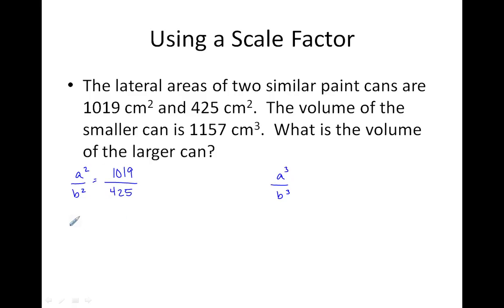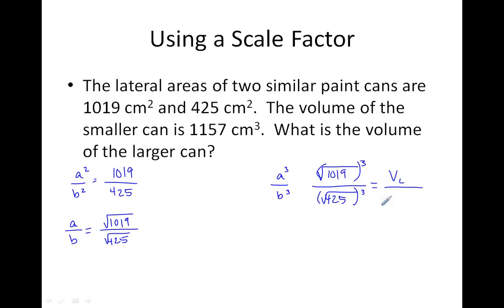Well, neither of these two numbers are perfect squares, so A over B would simply be the square root of 1,019 over the square root of 425. So if we then cube those, we have the square root of 1,019 quantity cubed over the square root of 425 quantity cubed, and that equals the volume of the larger can to the volume of the smaller can, which is 1157. Now to solve this, since the volume of the larger can is being divided by 1157, we're going to multiply both sides by 1157. So 1157 times the square root of 1,019 cubed, and all of that is divided by the square root of 425 cubed. That is the volume of the larger can.